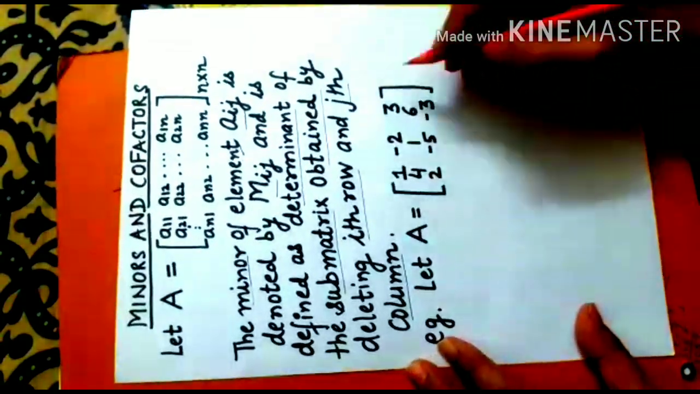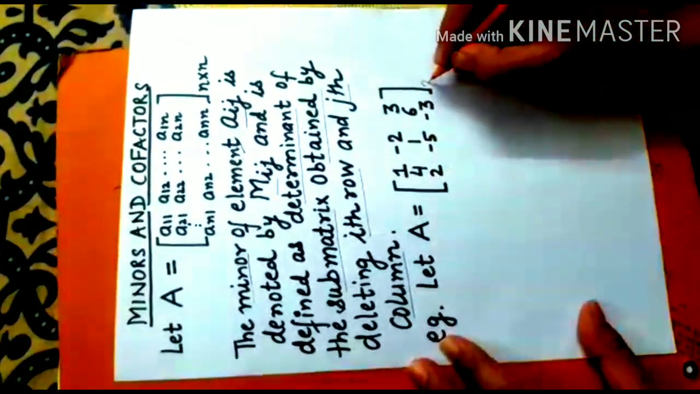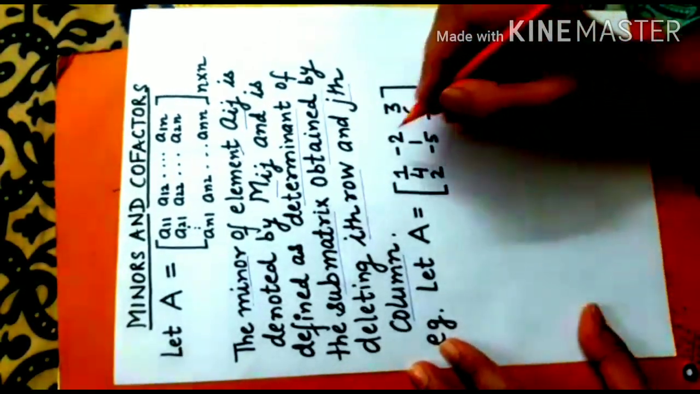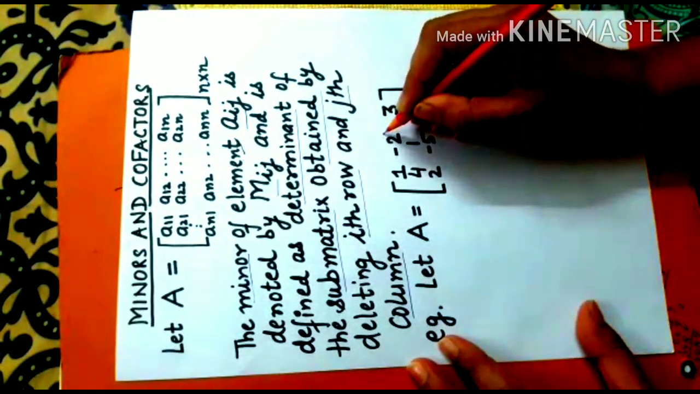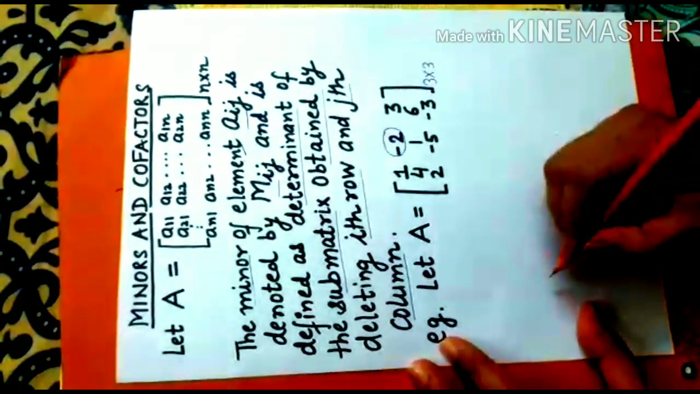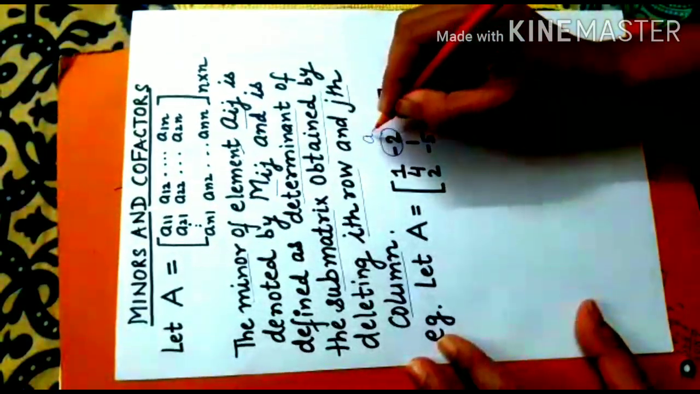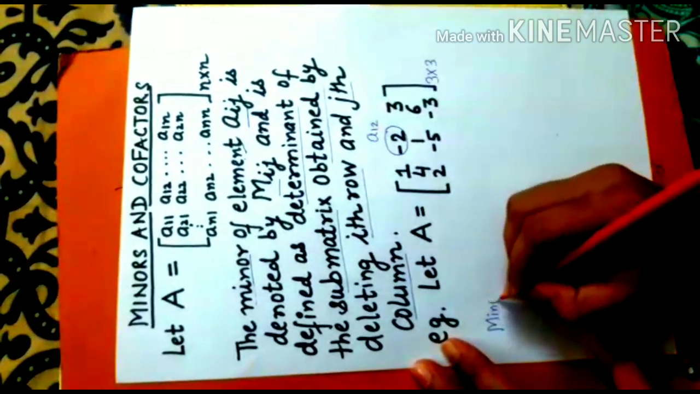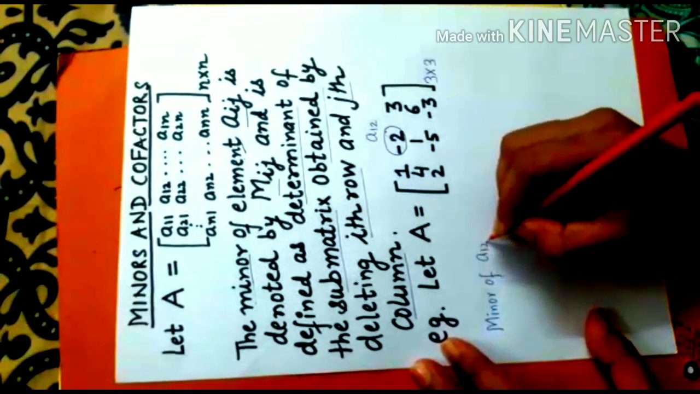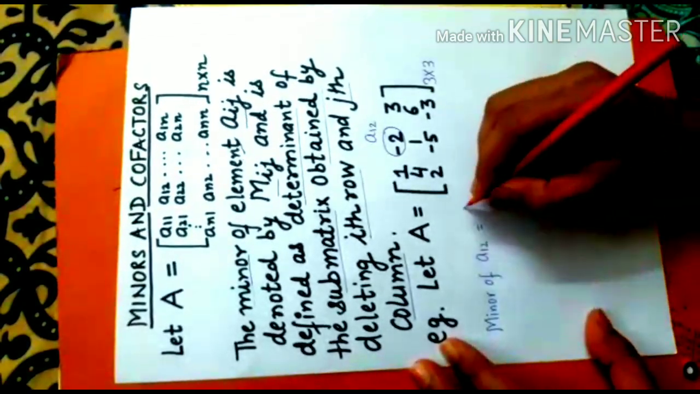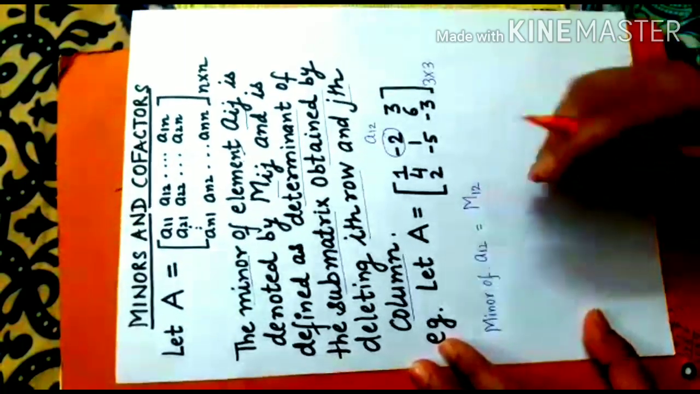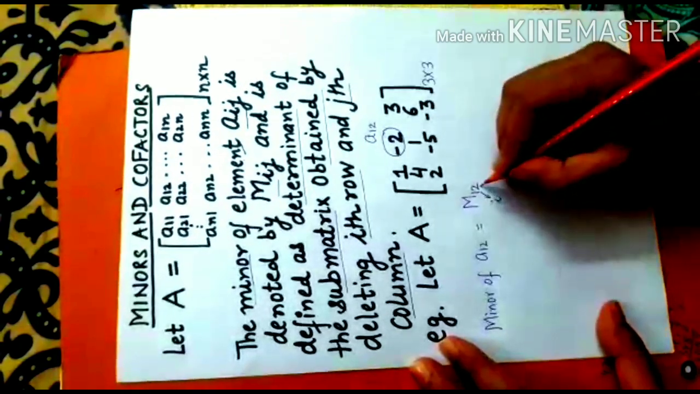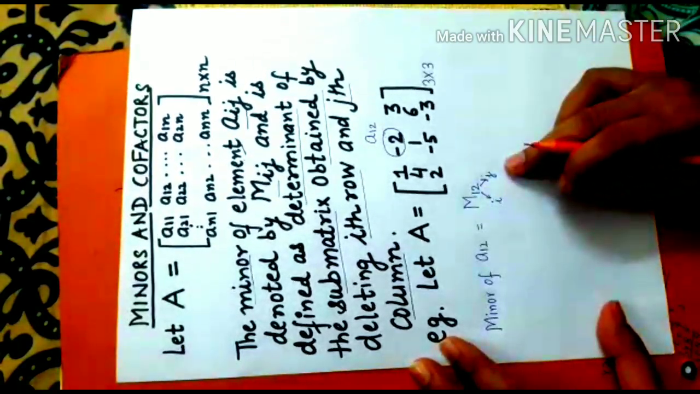For example, if I have a square matrix of order 3 by 3 and I have to find the minor of this element, the position of this element is A12. So the minor of A12 will be denoted by M12. Here i is 1 and j is 2.